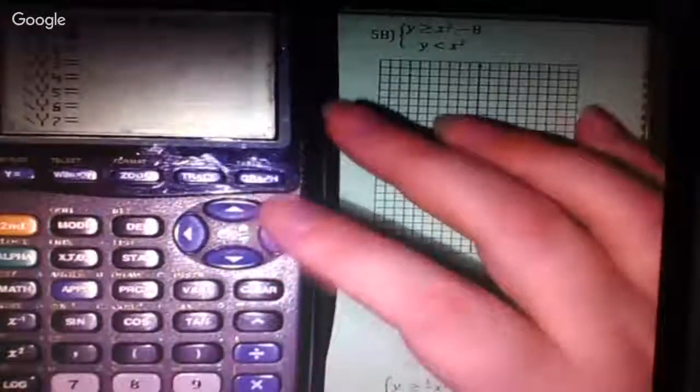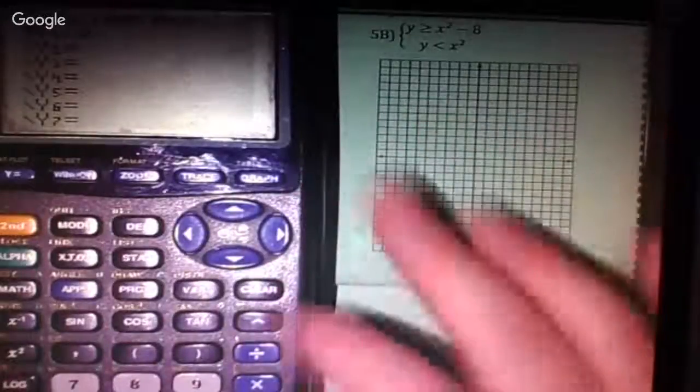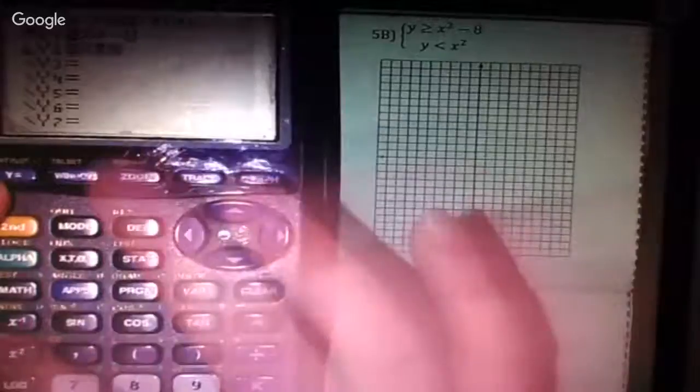So shade up. And then you want to type in x squared minus 8. The next one, I want to shade down. And this one is just going to be x squared. So let's see what this looks like. Whoa. What the?